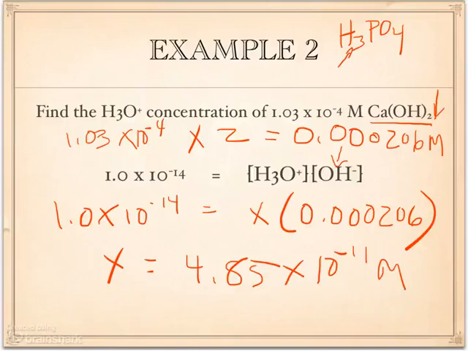So the calculations aren't that hard. It's relatively easy to be able to do this. It just makes sure that you remember about the subscripts, being able to take into account the number of OH minus ions you might have and the number of H plus ions you might have.